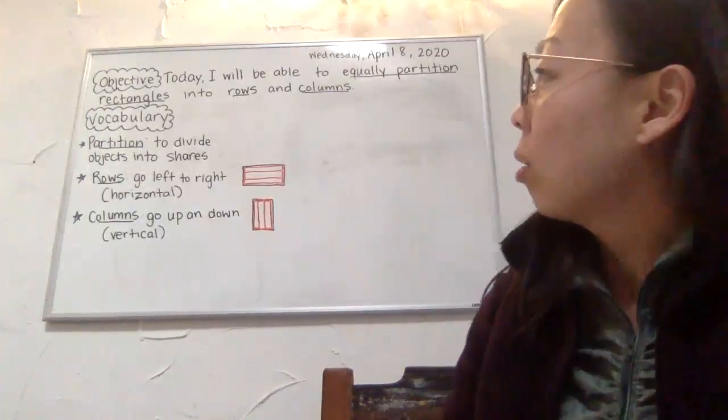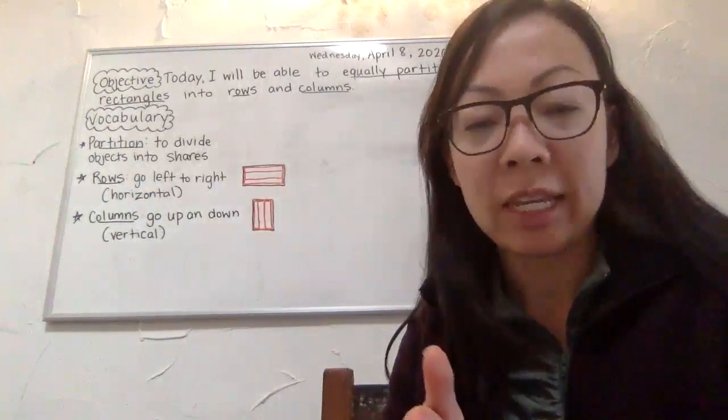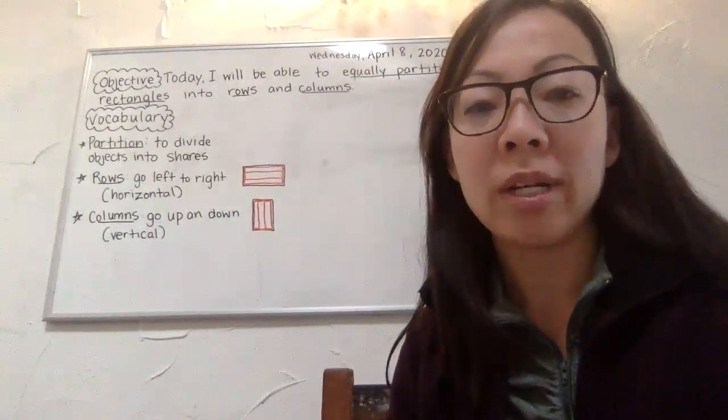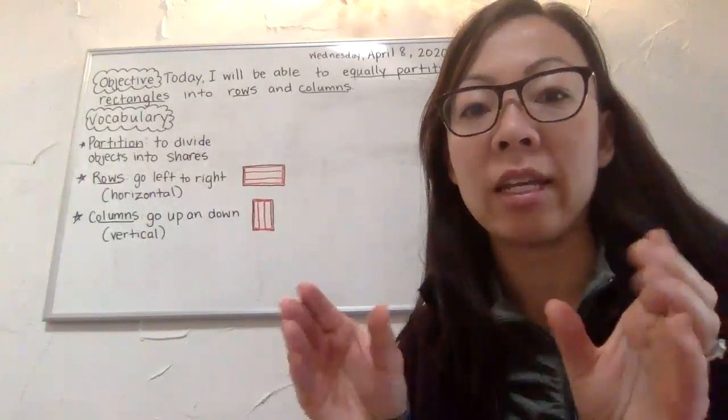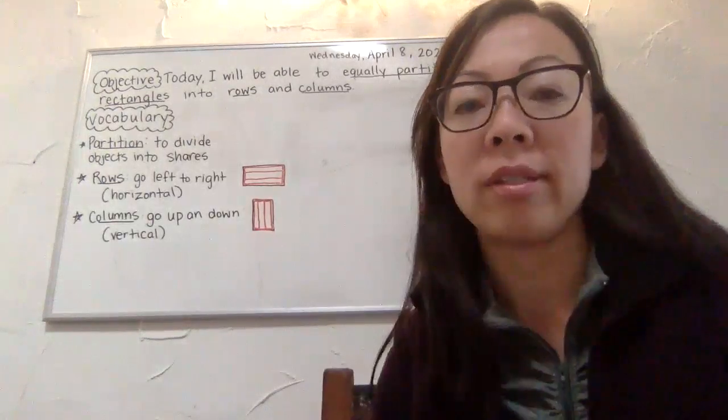When we think of the word partition, it means that we are dividing up a shape. So in this case, we're dividing up rectangles. Partition means we're dividing them up. So we're taking one piece and we're cutting it into smaller pieces.